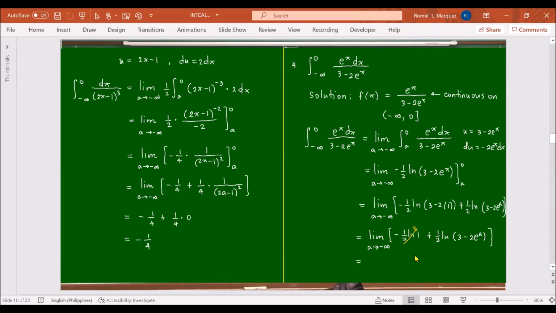So evaluating now the limit. As a becomes large negative, e to the negative large is going to be what? It's going to be 0. Okay? So hence, this is approaching 1/2 ln 3. Now, since this is finite, we say that this integral converges, and it converges to 1/2 ln 3.